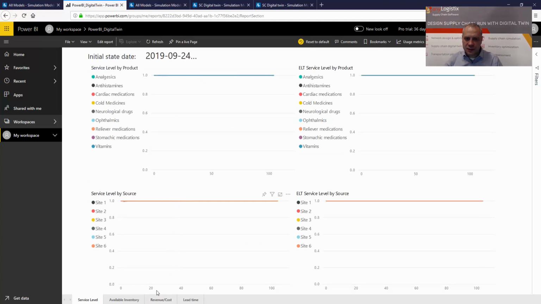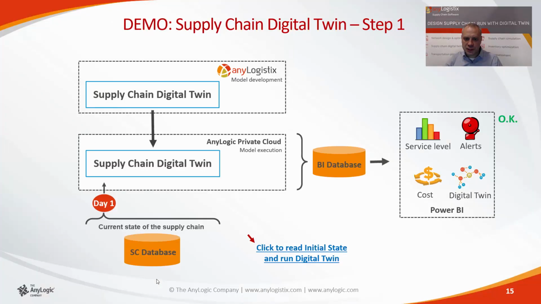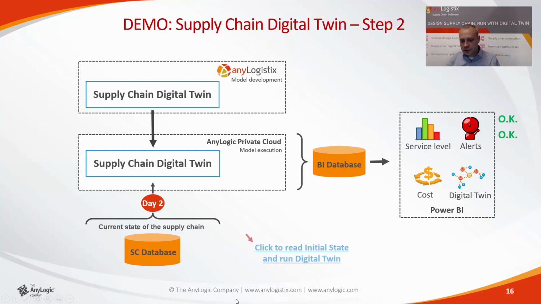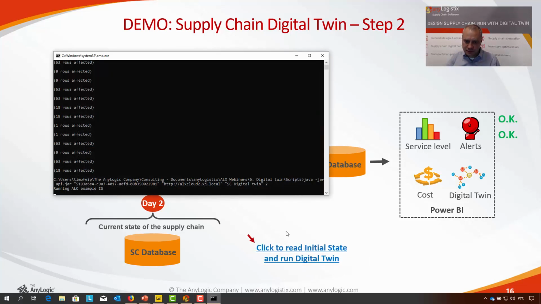Okay, let's switch back to the presentation. Now we'll read the initial state. We'll change the initial state to day 2 or 25th of September. Digital twin again will read it, run the simulation and produce the results, which we again will analyze with the Power BI. So let's do it. Again, I'll click this link.